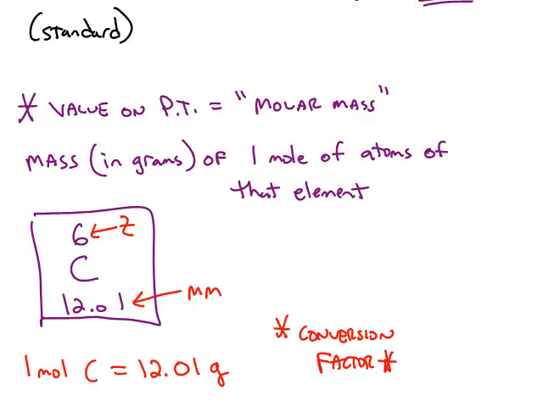The value is exactly the same, but we change the units from AMUs, which are not very useful in the chem lab, to a more useful unit of grams. So for example, the value for carbon on the periodic table is 12.01. That means 12.01 grams of carbon are equal to 1 mole of a naturally occurring sample of carbon that contains all of the isotopes of carbon.